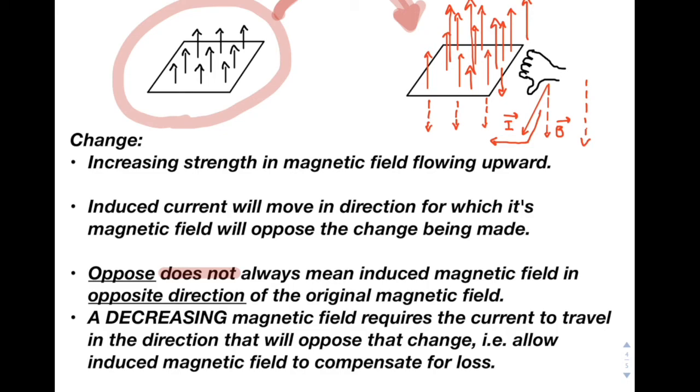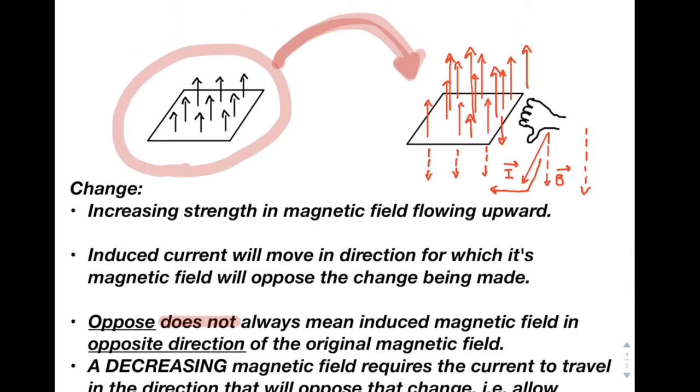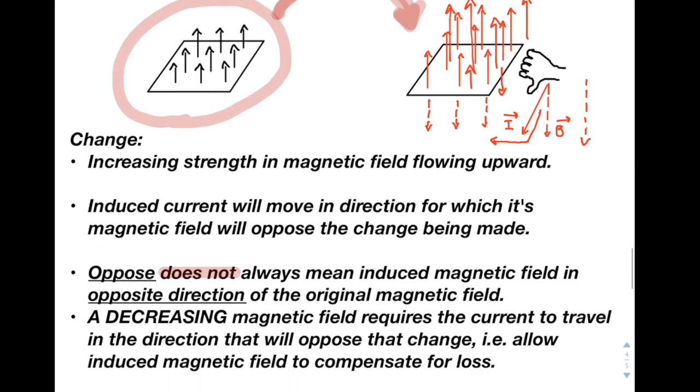And when we use the word oppose, I want to make sure that it's clear that oppose does not always mean the induced magnetic field will be in the opposite direction of the original magnetic field. For this situation above, we had an increasing value of magnetic field strength traveling upward through the loop. So we needed to oppose that change, so we needed magnetic field traveling in the opposite direction through the loop. That's why the two magnetic fields were in opposite directions.